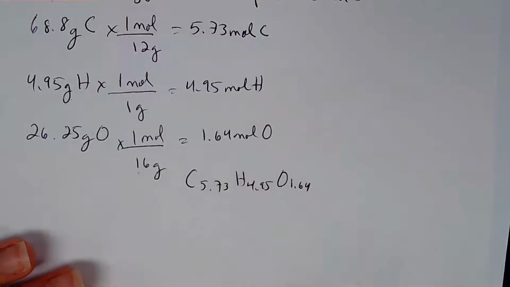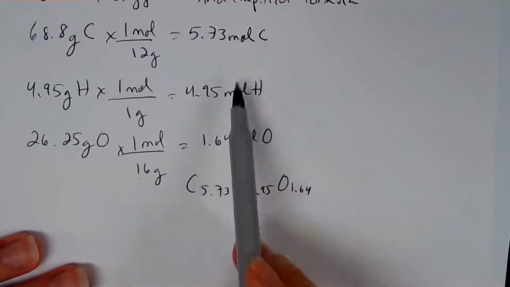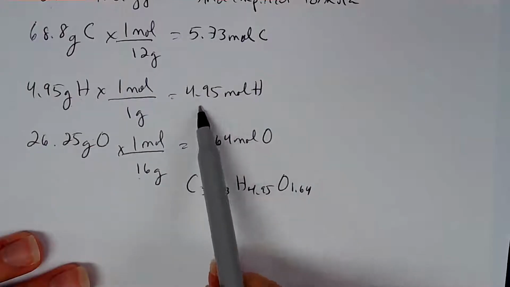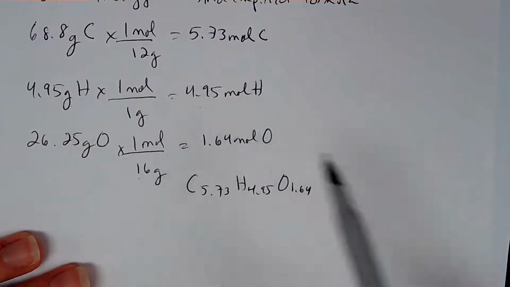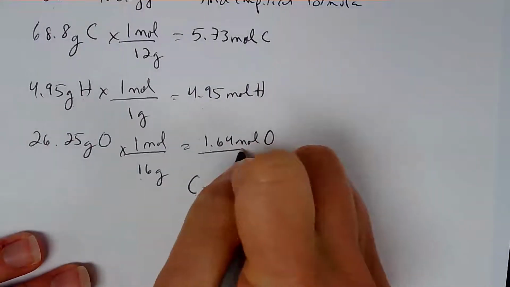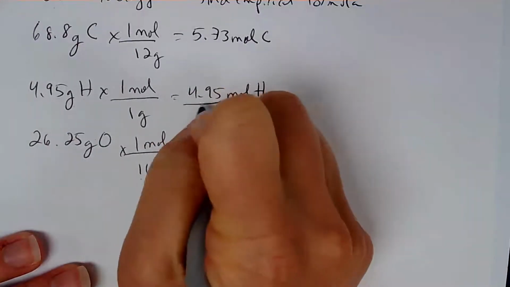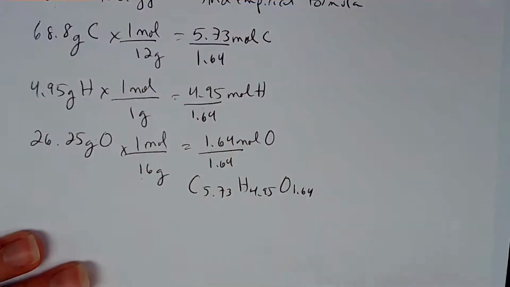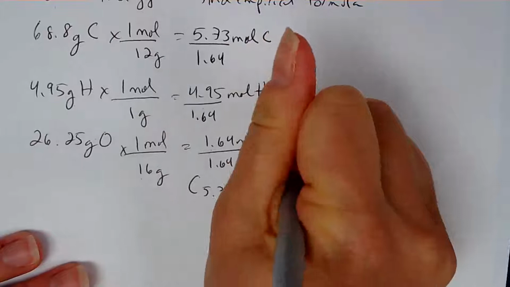But we like to do things in whole numbers. So really this last step is to get something to 1. So what we do is we look at the 3 numbers and we say, okay, which one is the smallest number? The smallest number in this combination is 1.64. So 1.64 is what I'm going to divide each one of these by. So that gets the oxygen to 1.